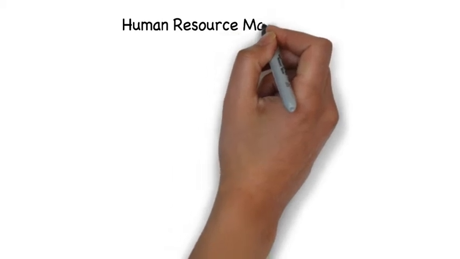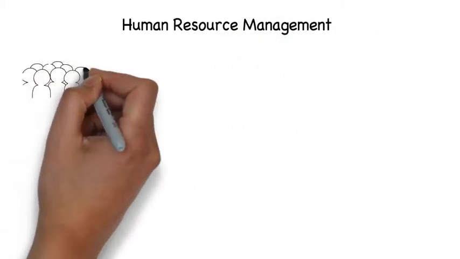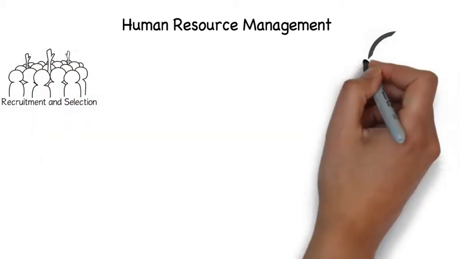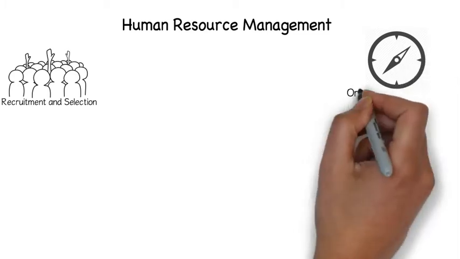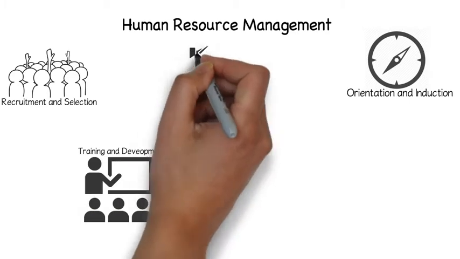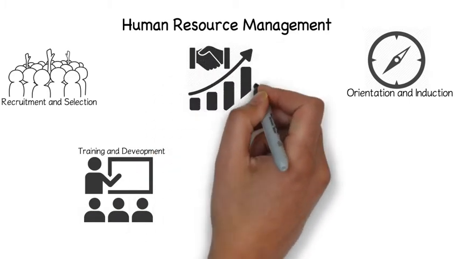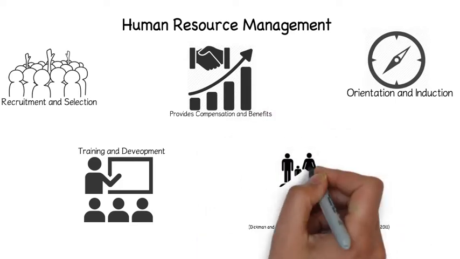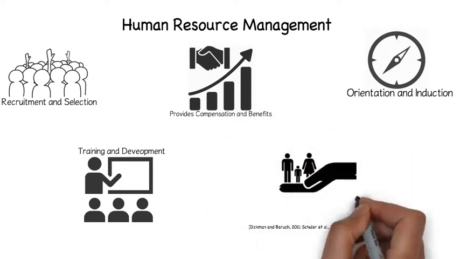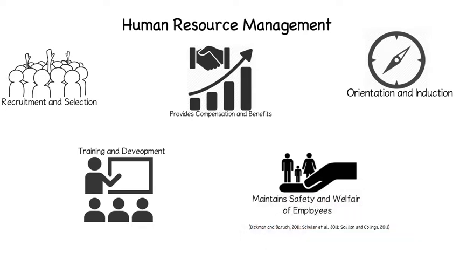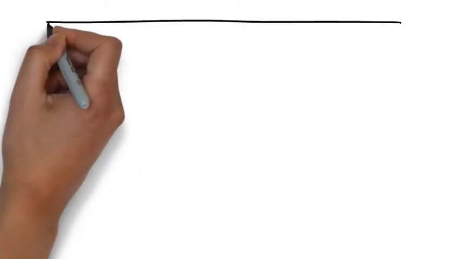Now, defining human resources management is a bit harder as it is a really broad topic. Numerous sources agree, however, that it combines the process of recruitment and selection of employees, provides orientation and induction, training and development, assesses the employee with tools such as performance appraisals, provides compensation and benefits, motivates, and finally maintains proper relations with employees and maintains the safety and welfare of employees in compliance with the labor laws of the land.